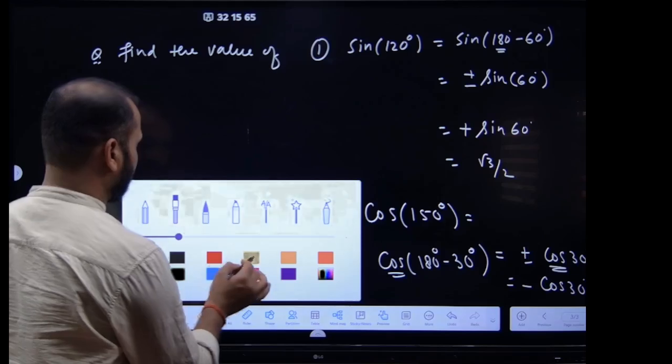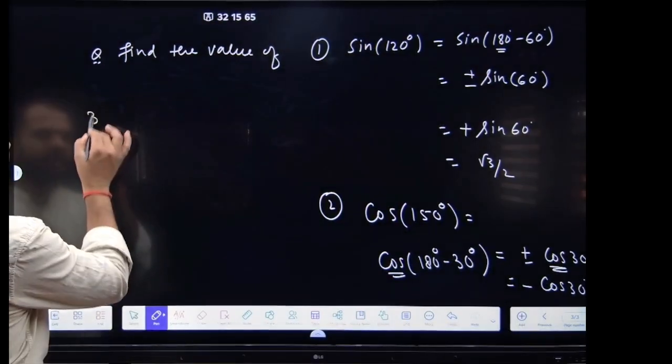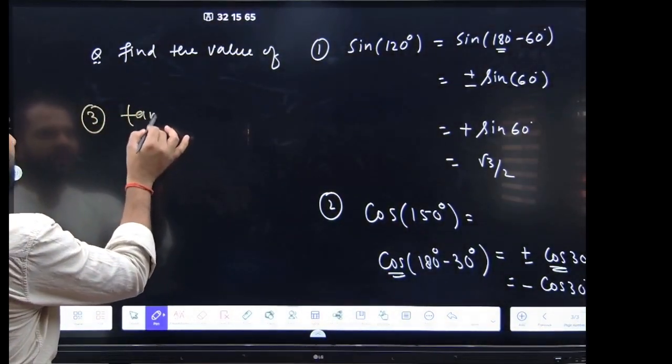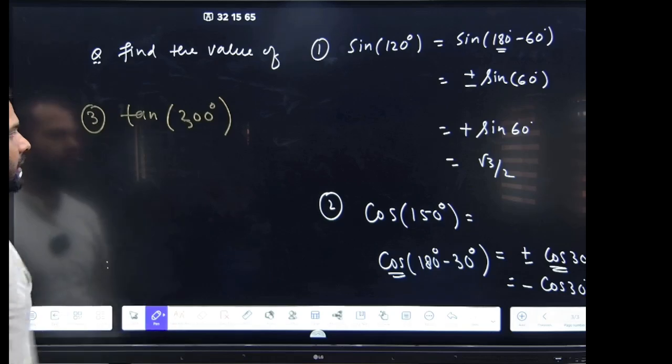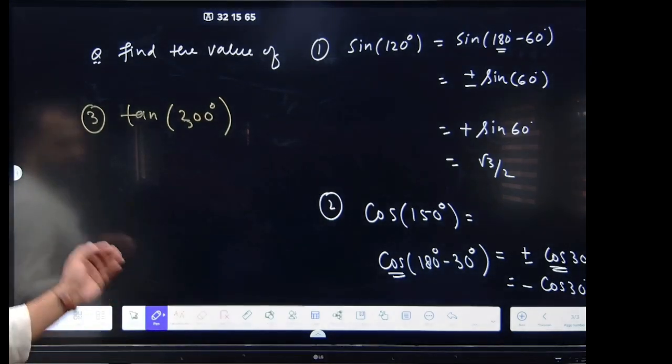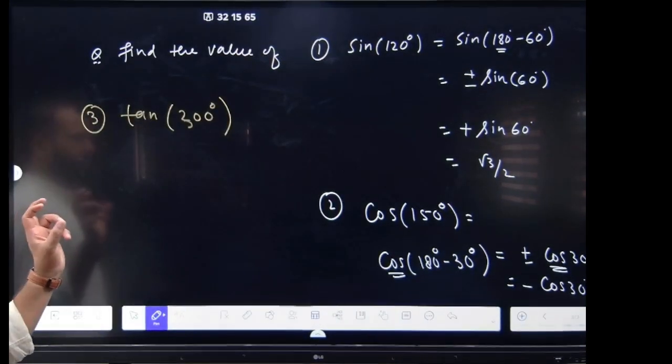Next, you write one more question. The third one I am writing here. Let it be tan 300 degree. Now you tell me. Tan 300 degree is there. What should I write?